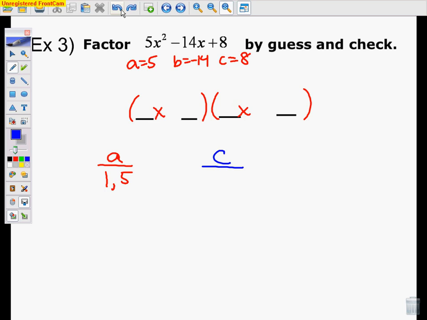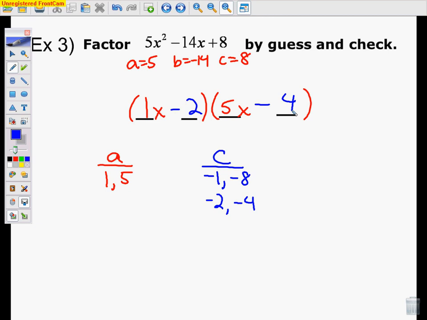So all the factors that I make for 8 are going to both be negative. So -1 and -8, -2 and -4. All right, so let's put the a in position. We have a 1x here and a 5x here. All right, and then from there we can go ahead and try our values. Honestly, I would try the -2 and -4 here first. All right, so let's put our -2 and -4 in.